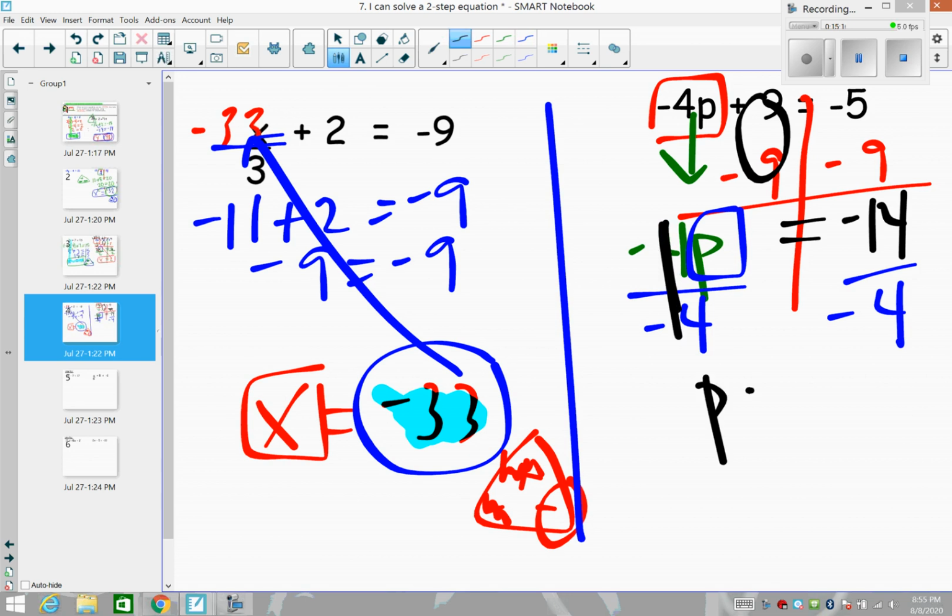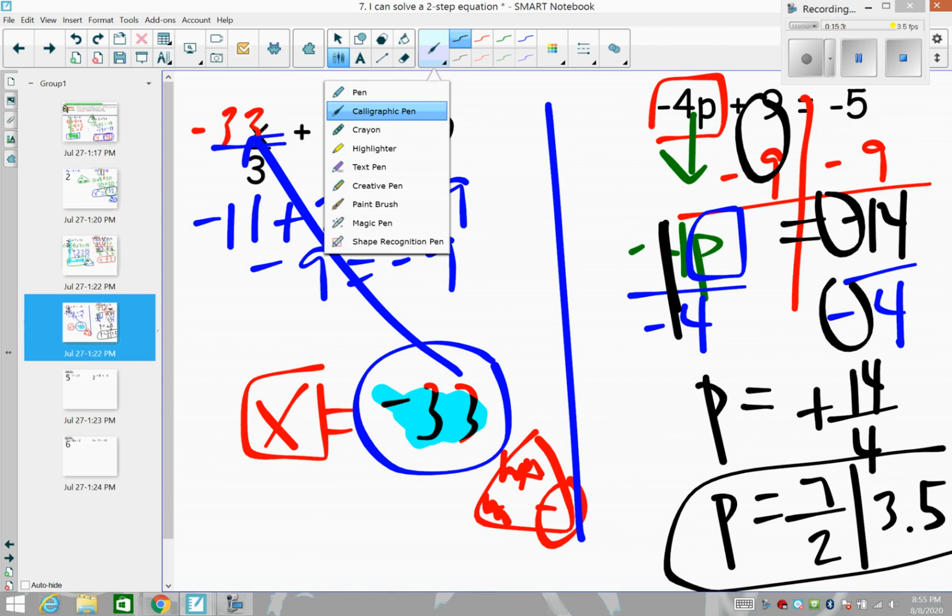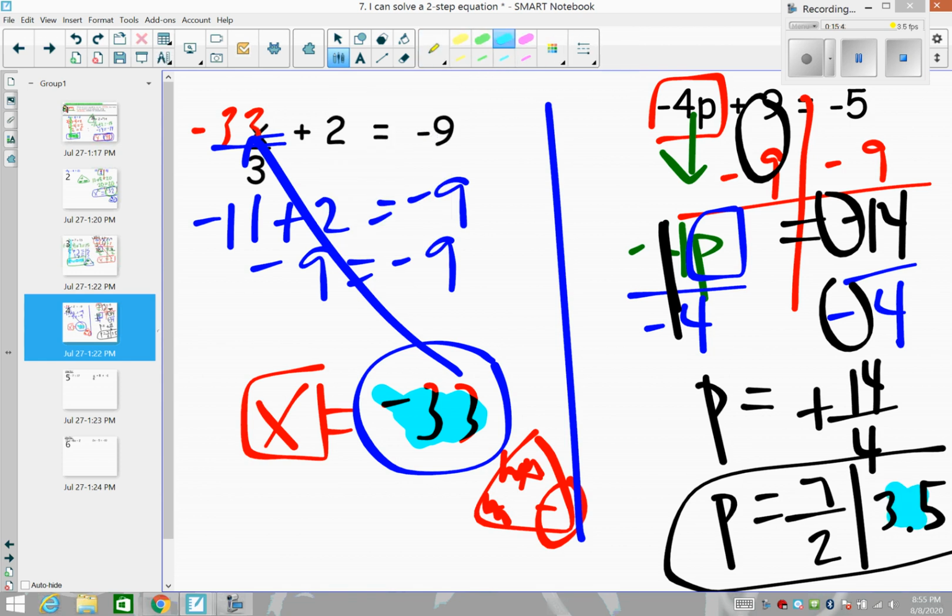So we get P is equal to, we have a triangle here, so a negative and a negative in the triangle is going to be positive. And I'm going to reduce this 14/4. I'm going to divide the top and the bottom by 2 because they both could be cut in half, which would be 7/2 or 3.5 would be your answer. Now I'm out of room, but you really should be plugging that back in for P. Decimal is a little bit easier to probably plug back in and verify that that is the correct solution.